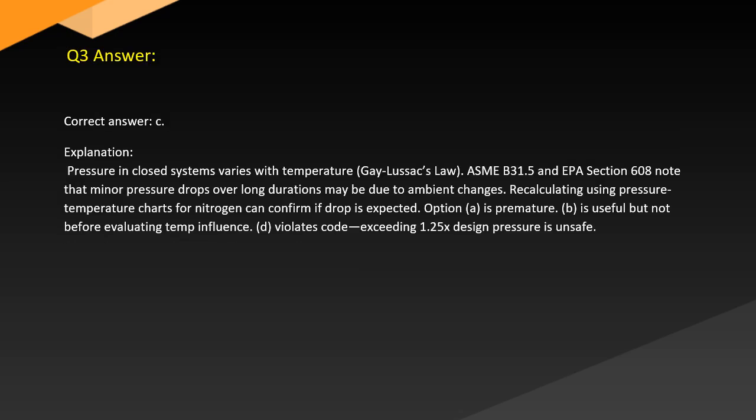Answer. Correct answer C. Explanation. Pressure in closed systems varies with temperature, per Gay-Lussac's law. ASHRAE 15 and EPA Section 608 note that minor pressure drops over long durations may be due to ambient changes. Recalculating using pressure-temperature charts for nitrogen can confirm if the drop is expected. Option A is premature. B is useful, but not before evaluating temperature influence. D violates code. Exceeding 1.25 times design pressure is unsafe.